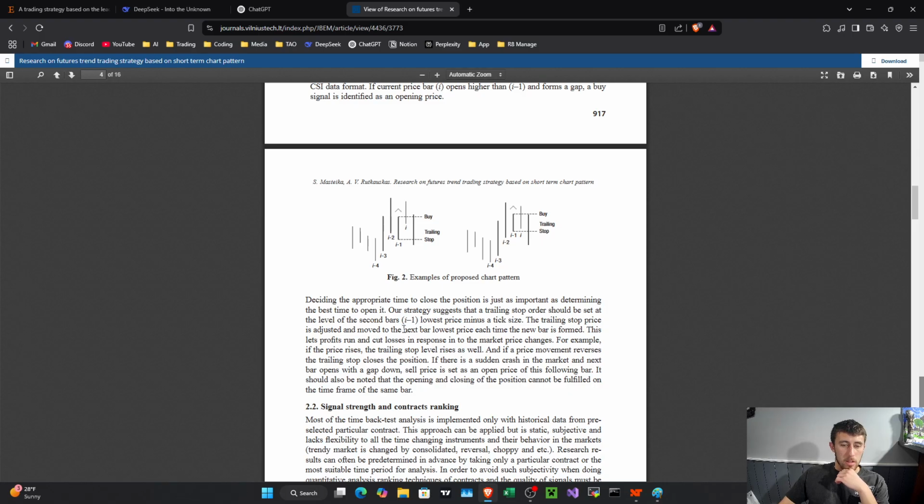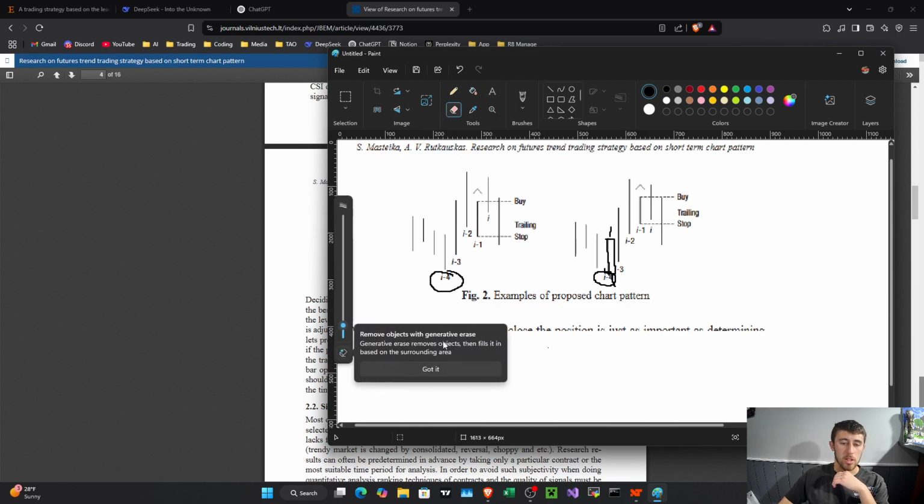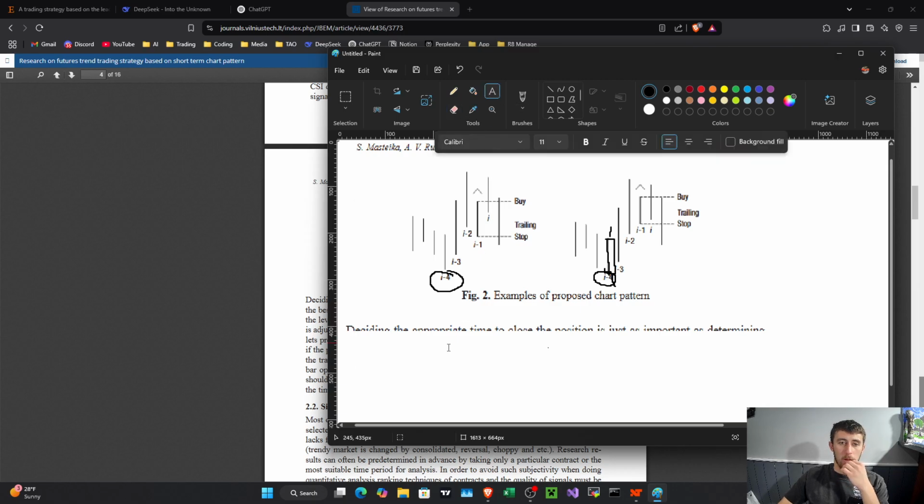Adjusted, move to the next bar's lowest price each time a new one prints. Okay, so it's not actual trailing, actually it is a trailing, it's just not a built-in trailing that NinjaTrader is going to have. So trail stop loss to the low of the previous bar as each new bar is printed.